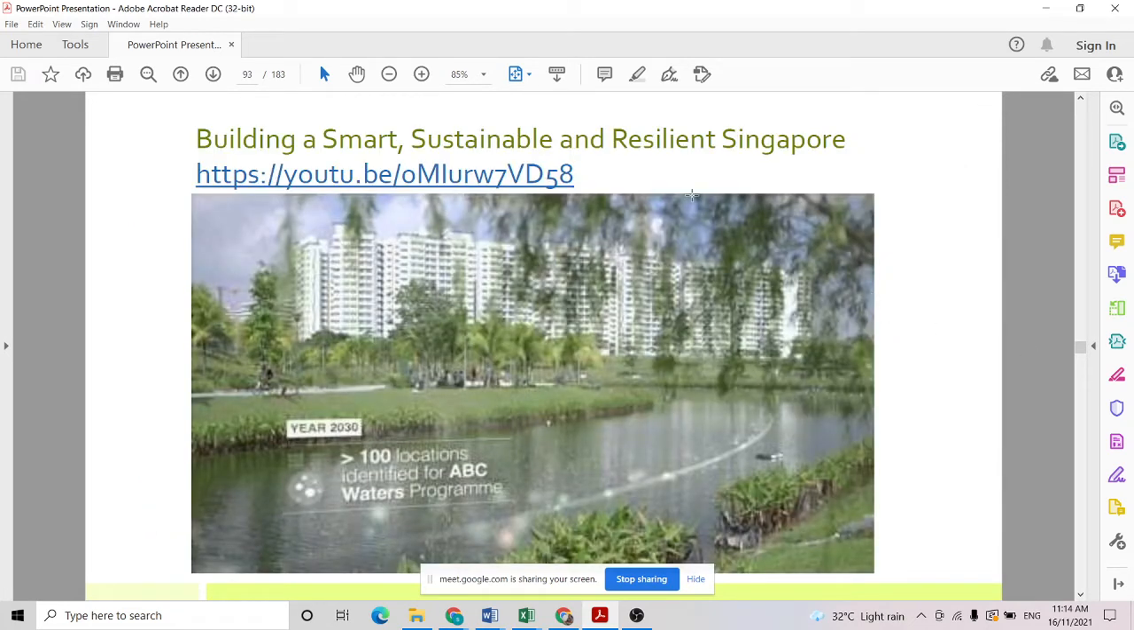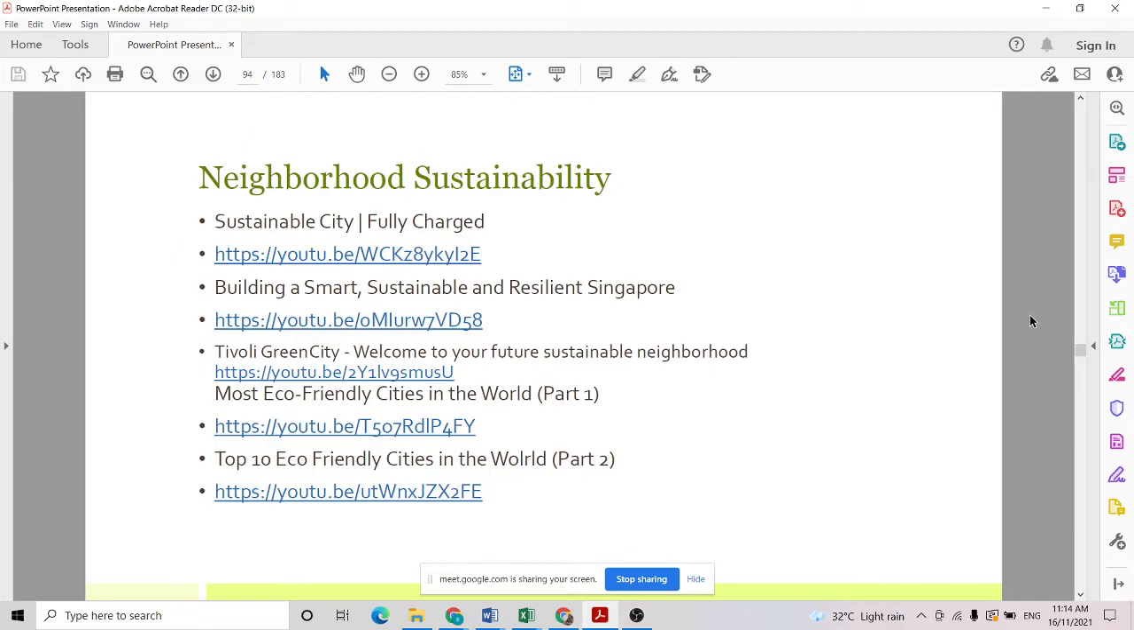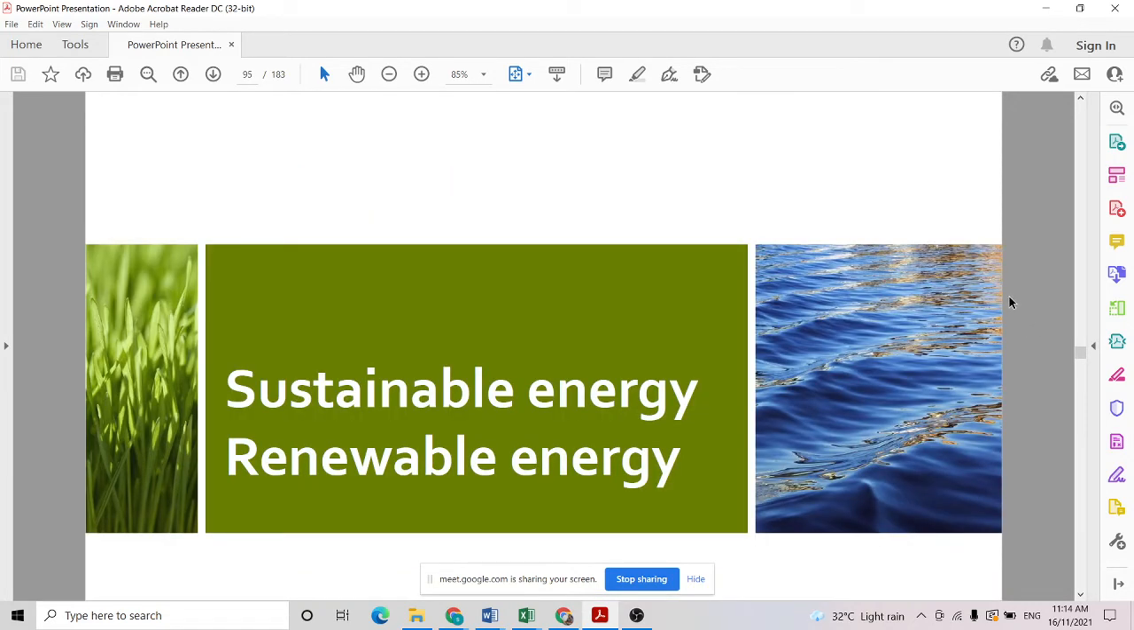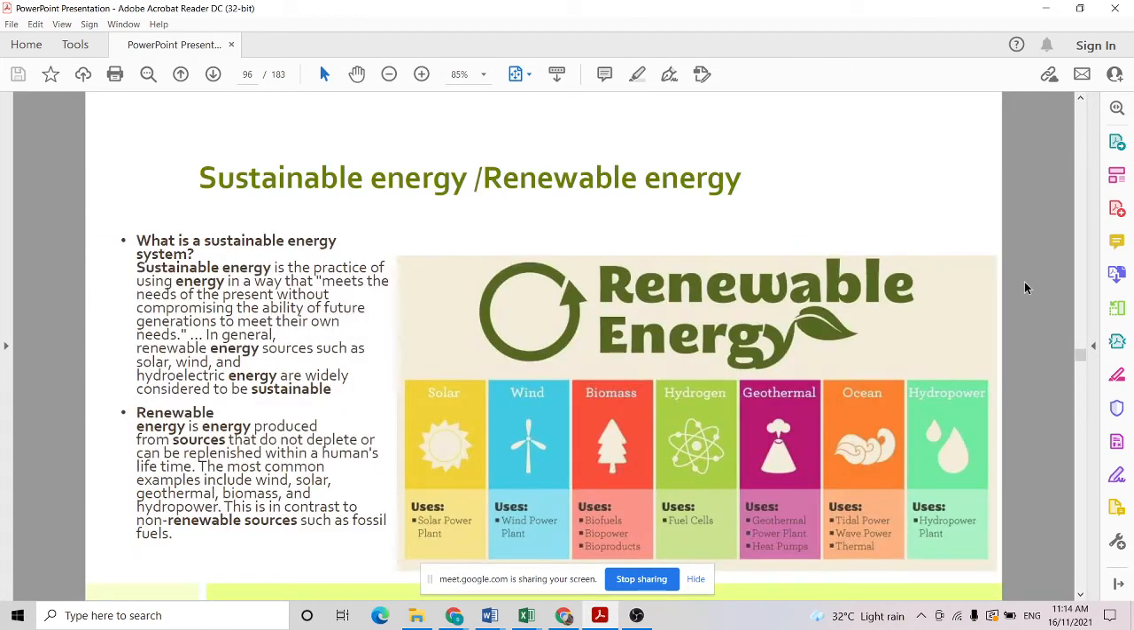This is an example of sustainable resilience in Singapore. This is also an example of neighborhood sustainability. Okay, we have sustainable energy and renewable energy. So what is sustainable energy? Here are some examples of sustainable or renewable energy. First it comes from solar, wind, biomass. And then we have hydrogen producing the fuel cell, and geothermal.